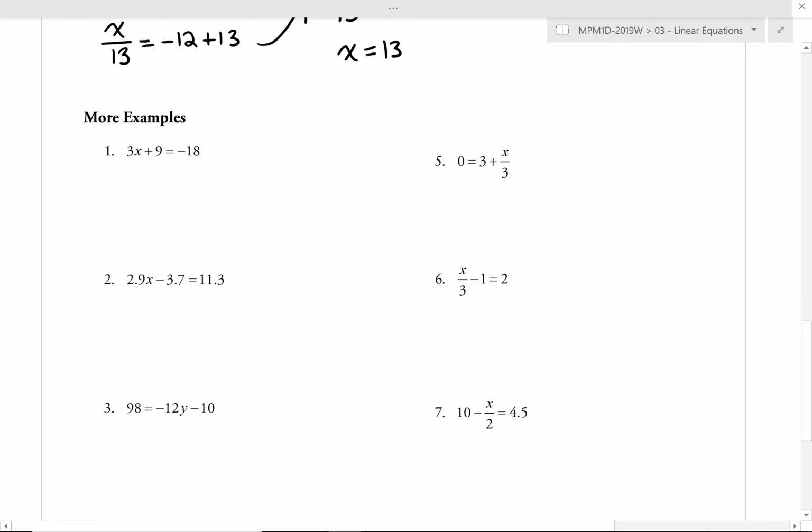Number 1, again: 3x plus 9 equals negative 18. Let's move that 9 to the right, and we end up with negative 18 minus 9. So 3x equals minus 27. And dividing by 3, x equals minus 9.